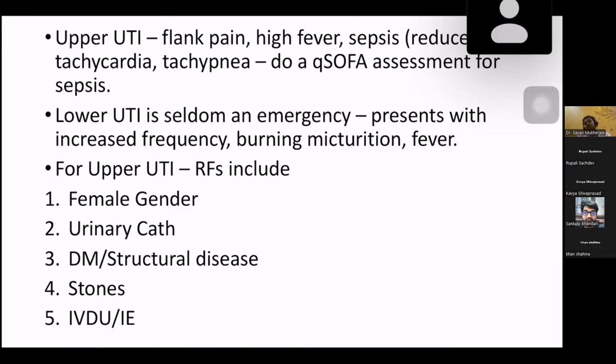And IVD, what is IVD? Intravenous drug users. Generally, they inject drugs using syringes which are not very sterile. And these things can cause small amounts of bacteria to be introduced into the blood, and this can lead to some bacterial clots, which can affect the heart, leading to infective endocarditis. And these bacteria-laden clots can get embolized, and this emboli can land in the kidney, leading to an upper UTI. So you need to know that intravenous drug users are at a greater risk.